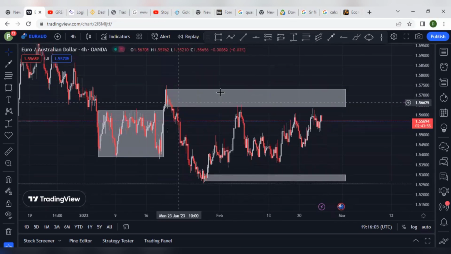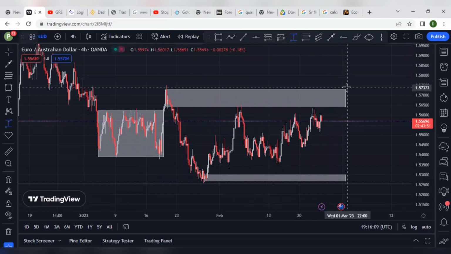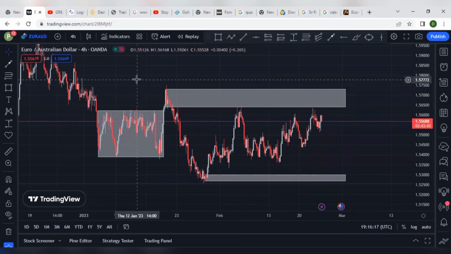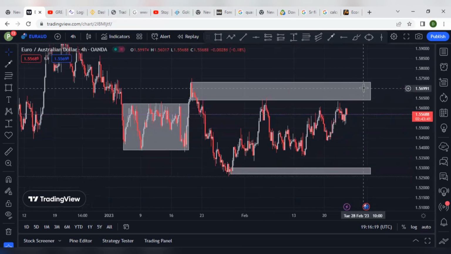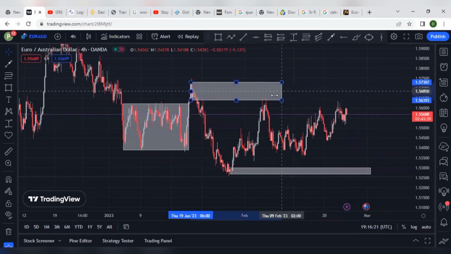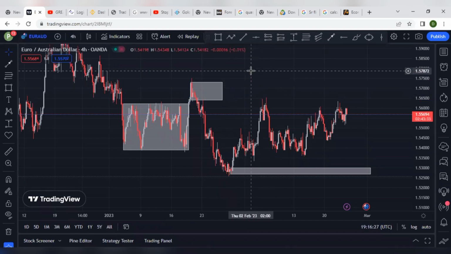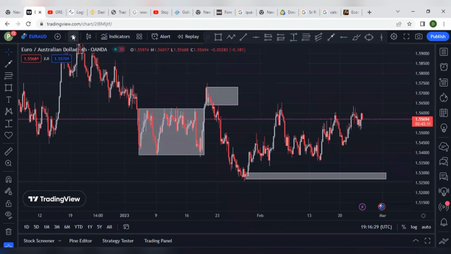Now this OB over here, it's too big for me. Let me see. So I have about 88 pips. No, I cannot risk 88 pips. I cannot use 88 pips as OB, so I will refine it. I want to go to a lower time frame and then pick a smaller OB. All right, so let me see on H1.